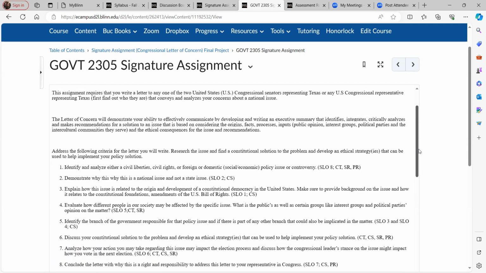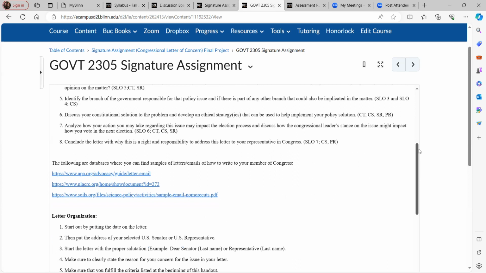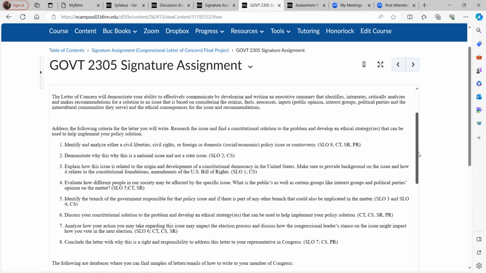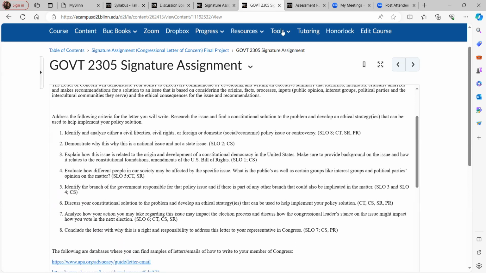So again, this is 1 through 8 right here. Okay, so this is 1 through 8. Let me stop the share really quickly because I'm going to go to the rubric really quickly.